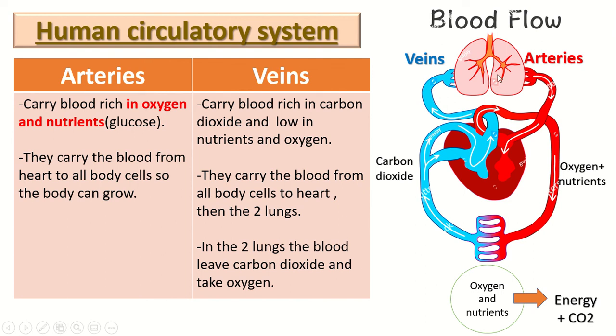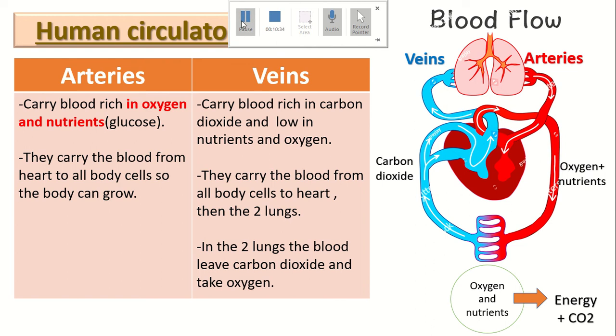So we have two types of blood vessels: arteries and veins. The arteries carry blood rich with oxygen and nutrients from the heart to all the body. What about the veins? The veins carry blood rich with carbon dioxide gas from all the body to the heart. So they are opposite to each other.